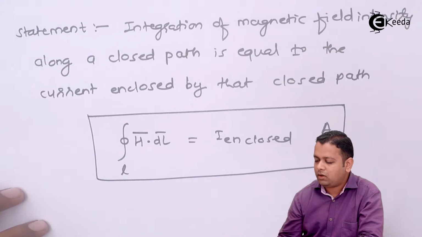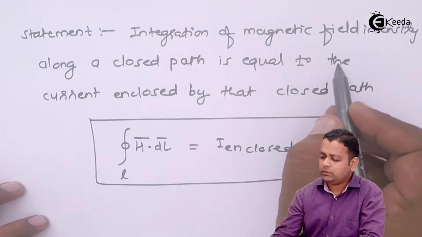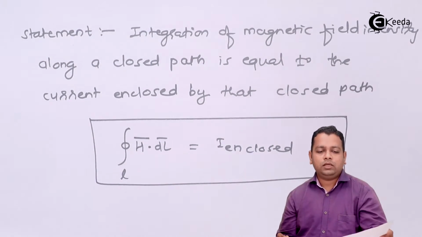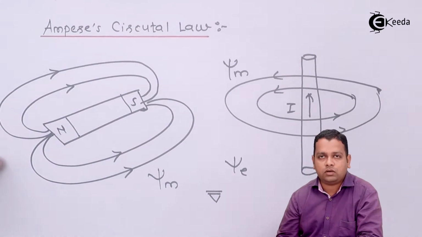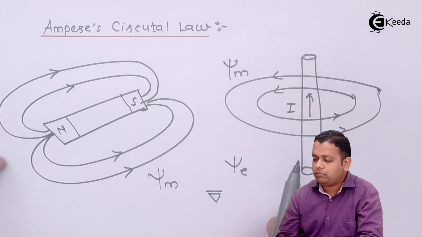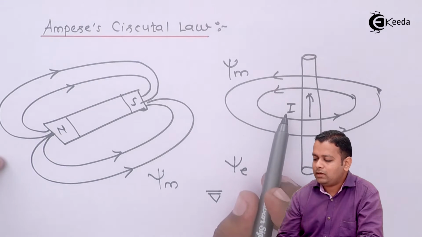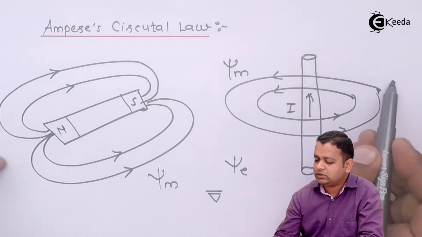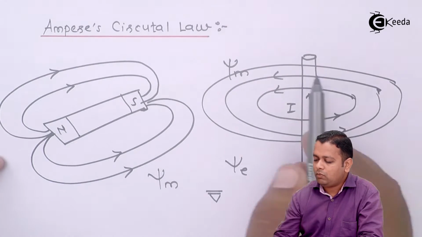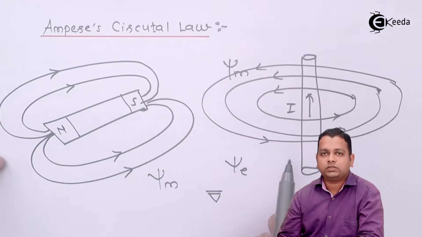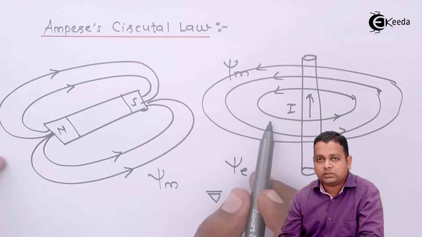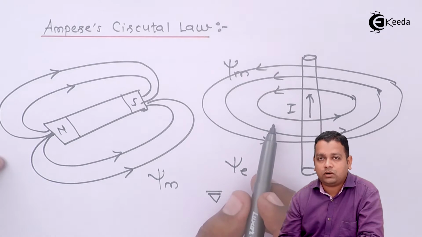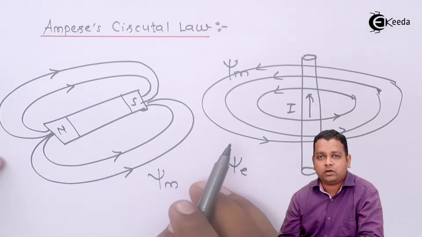So this is the statement according to the Ampere circuital law, and the justification can be given that if the magnitude of the current flowing through this particular conductor is varied, the magnetic flux also varies. If I increases, the magnitude of current increases, then we get more flux lines surrounding this conductor. If I reduces, the number of flux lines surrounding this conductor also gets reduced.